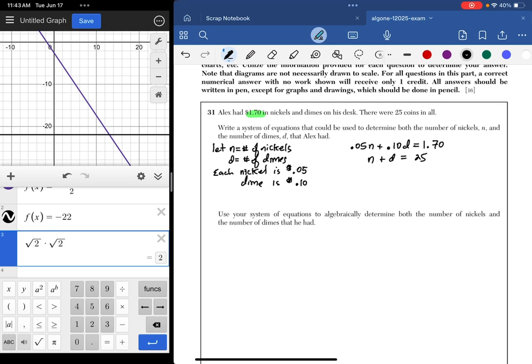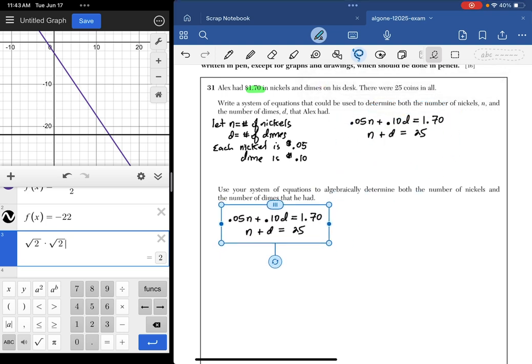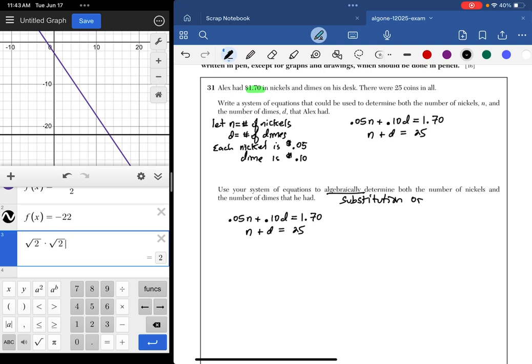All right, so we have a system of equations. This part was just asking us to write it. The second one's actually asking us to solve it. I'm going to rewrite it down here. You have a few different options to get the answer, but they say they want an algebraic approach, which means that your choices are substitution or elimination.